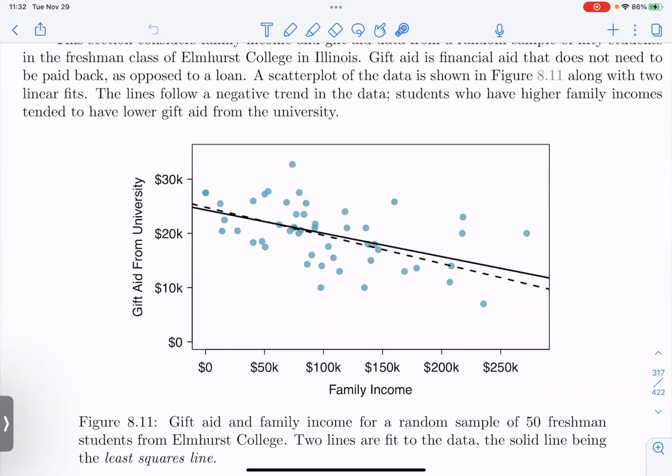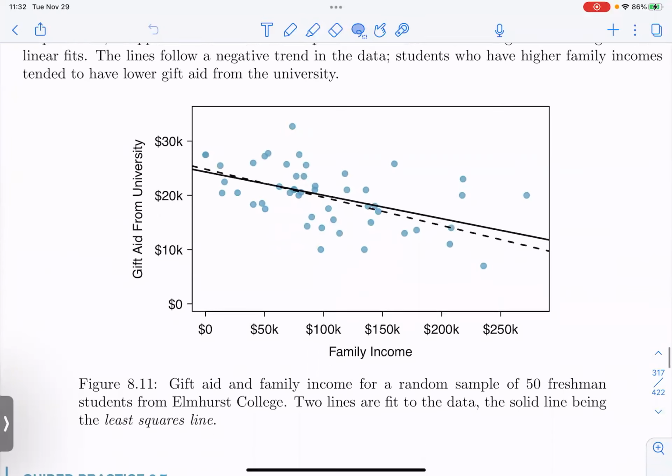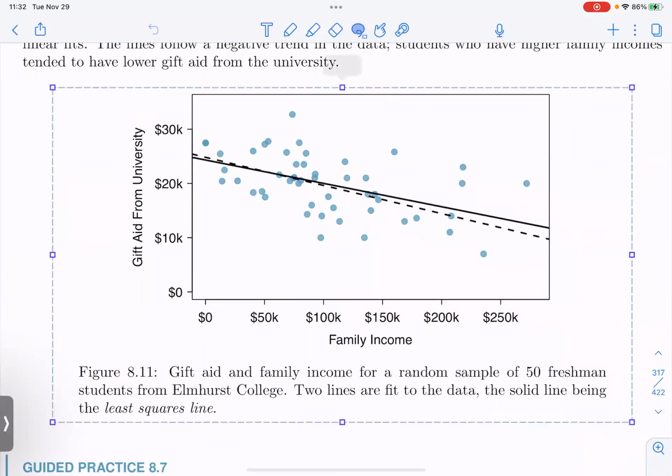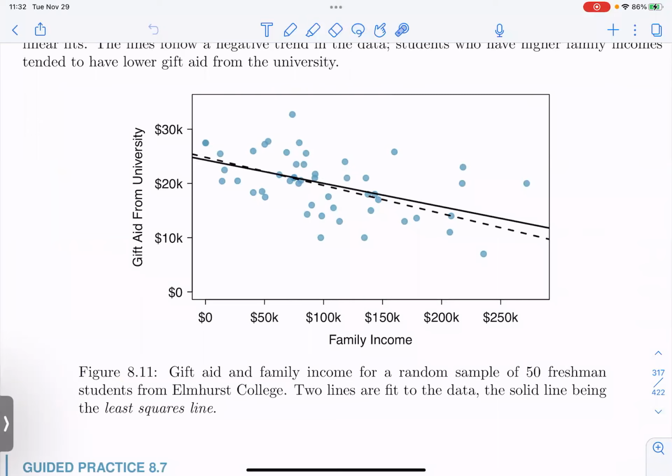Does a line make sense here? In this case, I say yes. They did a weird thing where I think this dotted line is fitting it by eye, which is like eyeballing it. So please ignore that and only look at the solid line.